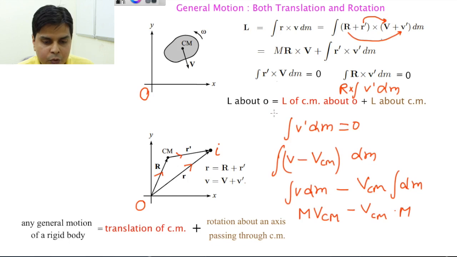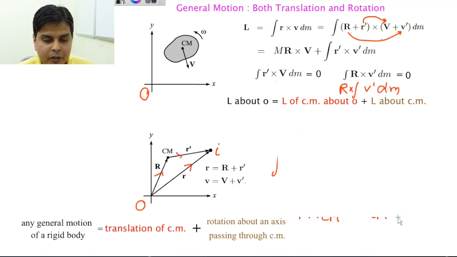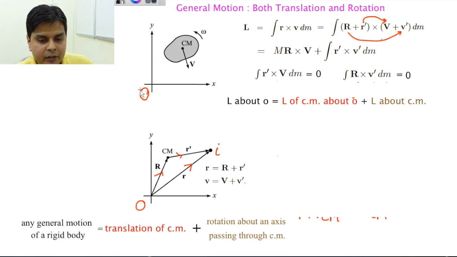So what has happened is those two cross terms are 0. Because these two cross terms are 0, I can write my L about O as follows. Now what is this term? This is L of center of mass about O. Why? Because if you see, what is R? Capital R is the position vector of the center of mass in this frame. What is V? V is the velocity of center of mass in this frame. So this term is L of center of mass about O.